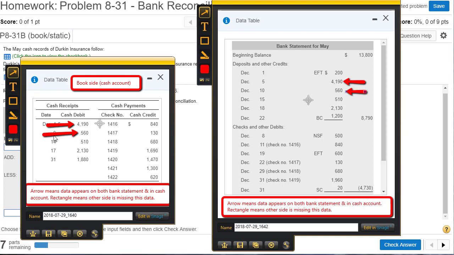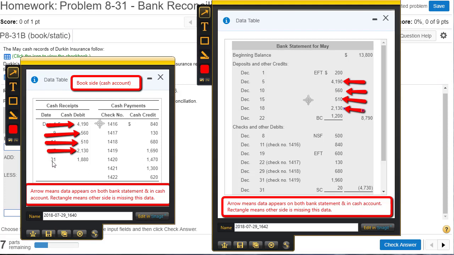Don't worry about the dates being different. Notice that date is on the 9th. This date, it's on the 10th. That's because we recorded it in our checking account on the 9th, and the bank didn't get around to recording it until the 10th. And then we've got a $510 deposit, which matches here, so we check that off. We've got a 2130 deposit, check that off, so we know we're done with it.